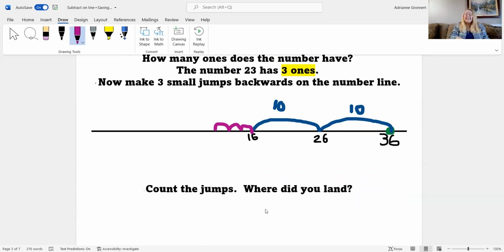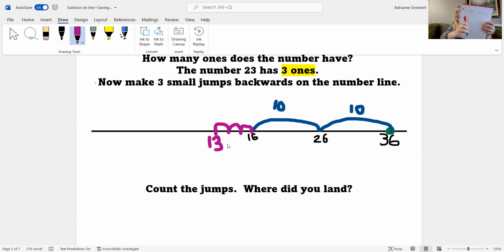And now I need to count. Okay, can you do that with me? I'm counting backward from 16. So let's see, 16, 15, 14, 13. I'm going to write that right here. Where did we land? That's right. We just landed on the number 13.